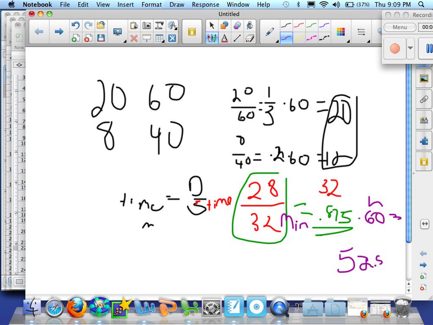We drove for 32 minutes. We drove 28 miles in 32 minutes. But our average speed, based on miles per hour, was 52.5. Okay, I hope that helps.